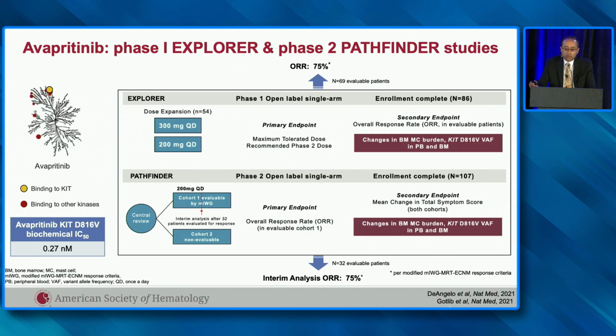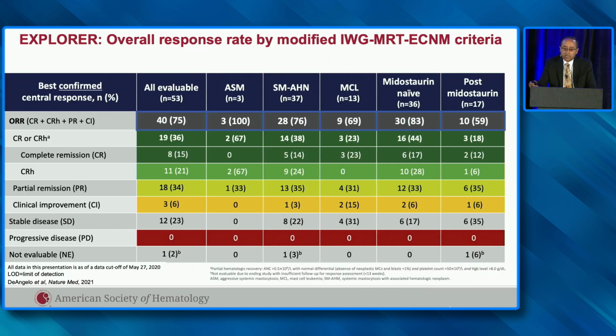Now, what was striking about these trials was that the response rate was identical at 75% in both of these trials, at least in the interim analysis of the Pathfinder at 32 patients, the exact same 75%, just like in Explorer. Now, here is a breakdown of these response rates. So again, 75% overall response rate. Something you do not see much with midostaurin is this high rate of complete response or complete response with partial hematologic recovery. That was 36%. So clearly some deep responses here. Quick responses as well, 2 months median time to response, and then about 8 or 9 months to a CR.